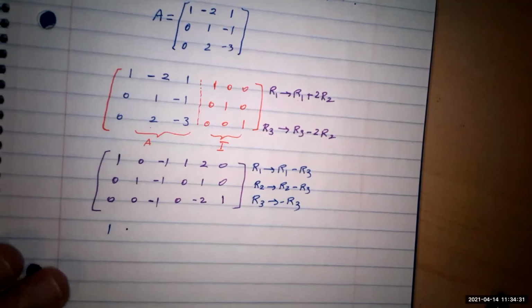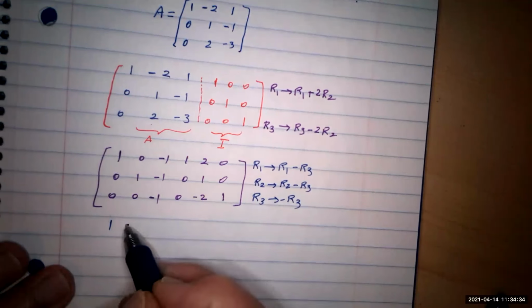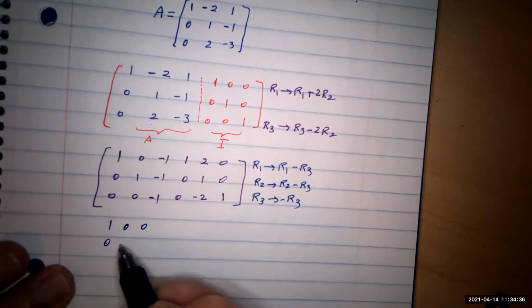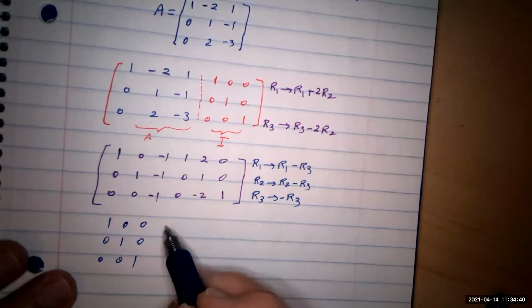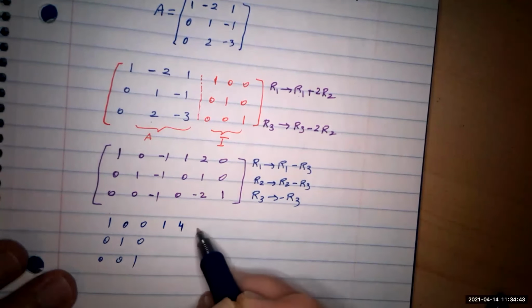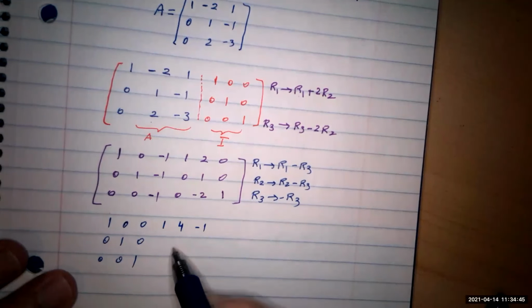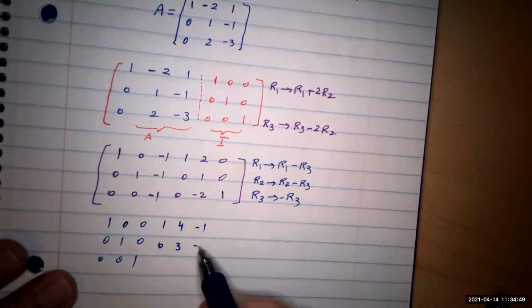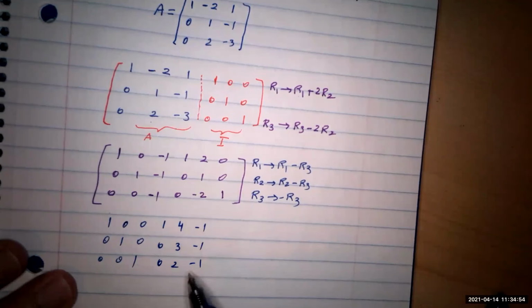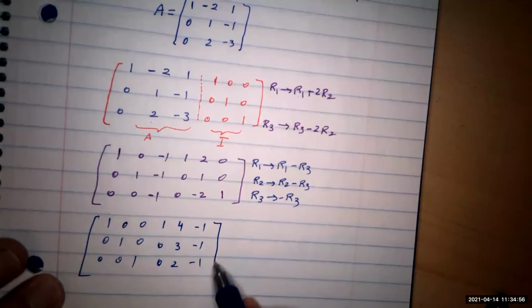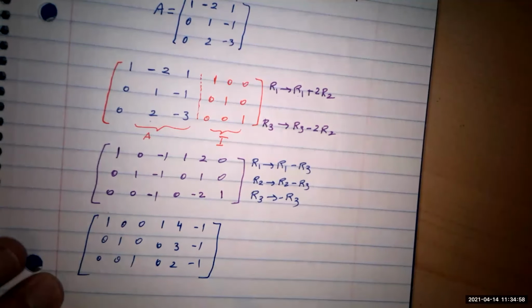So if you do all these operations, this is the result: 1 0 0, 0 1 0, 0 0 1, and the other part we get 1 4 negative 1, and we get a 0 3 negative 1, and we get the 0 2 and negative 1. That's it. So this would be identity. So this would be A inverse.